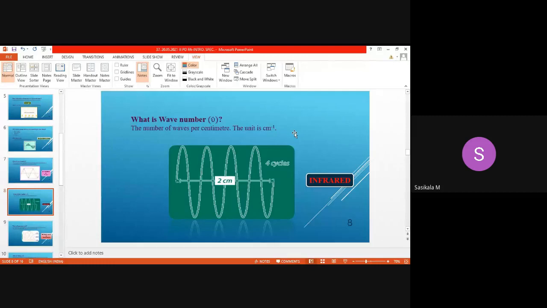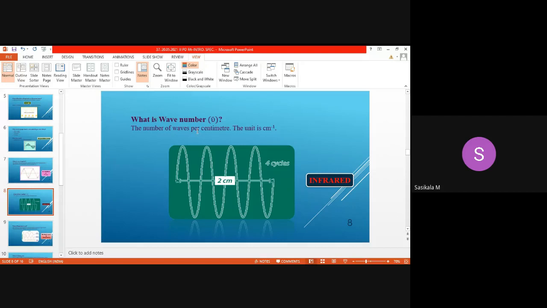So now let's see about wave number, the second parameter under wave theory. The name itself indicates the number of waves. It indicates numbers. How many numbers? Counting the number of waves. It can be represented with nu bar. It is the symbol representing wave number.